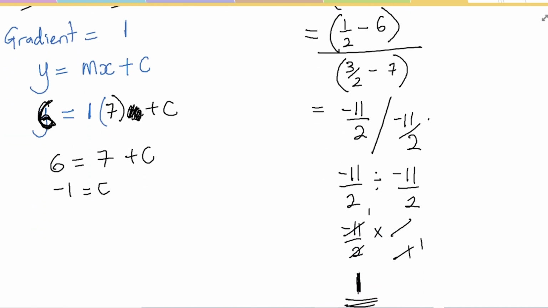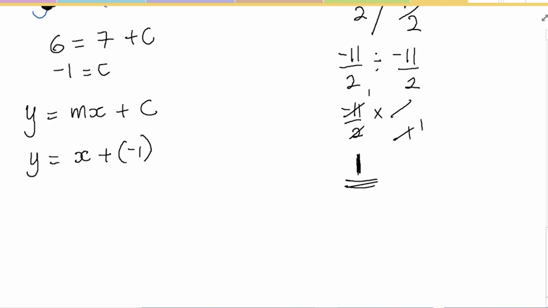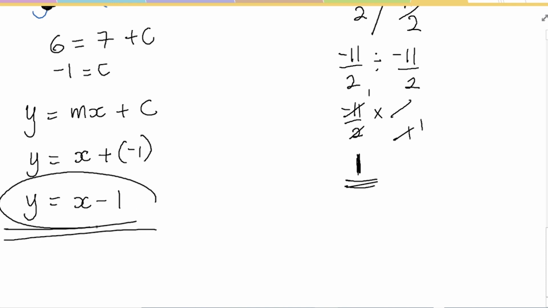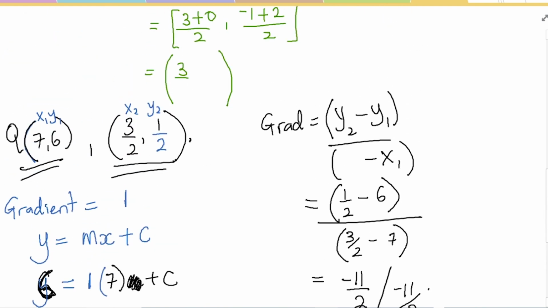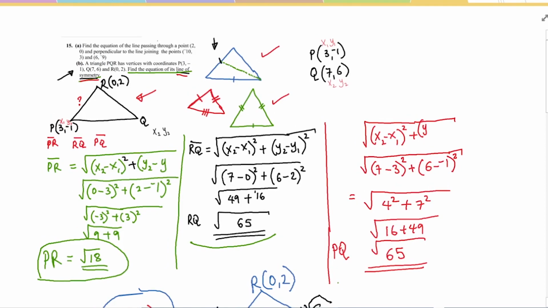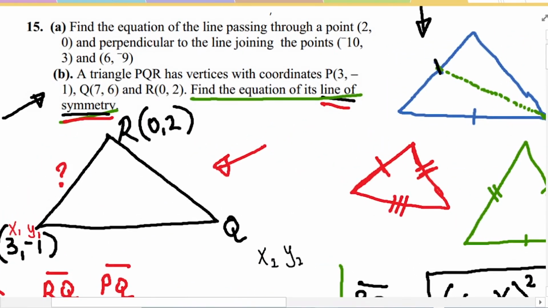So we know that y is equal to mx plus c, which is the same as y equal to our value of m, the gradient, which is 1, so 1x, which is x, plus c. Our value of c is negative 1. So in other words, the equation of this line is y is equal to x minus 1. This is the equation of the line of symmetry, and that's the answer. All right, so I think we are done with that question. We've answered it, so we're moving on to the next.